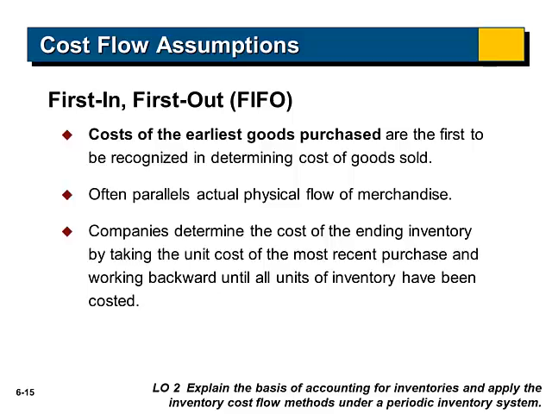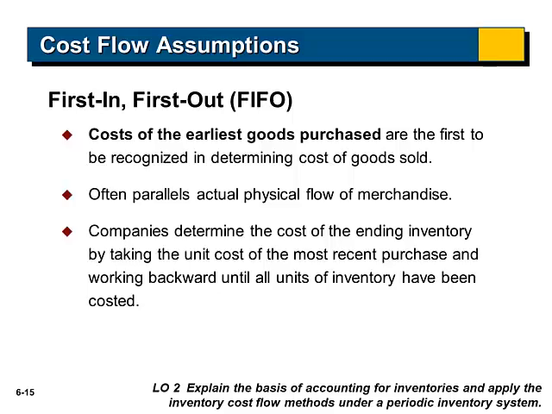FIFO is first in, first out, and basically what it says is that the cost of the earliest goods purchased are the first to be recognized in determining cost of goods sold. So first in, the first units that you buy are the first units that you pull out and apply to your cost of goods sold. And it often parallels the actual physical flow of merchandise because companies like to pull out the oldest condensers to sell them instead of the newest condensers.